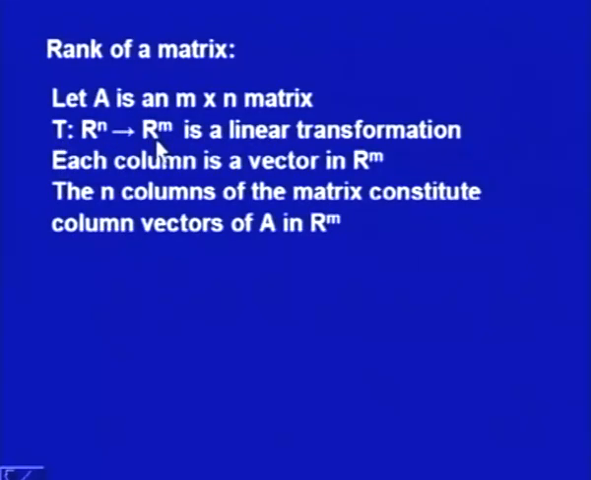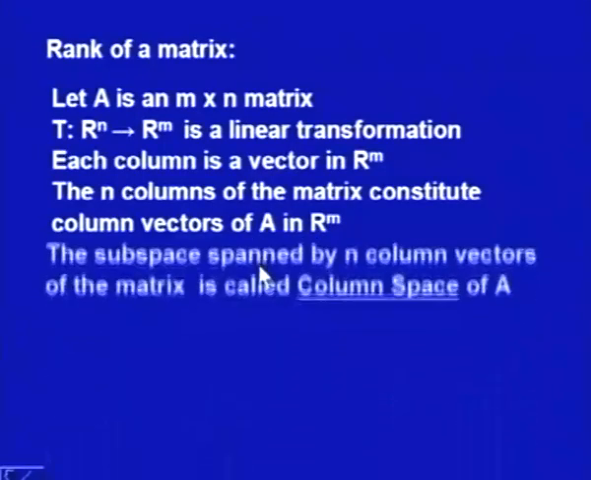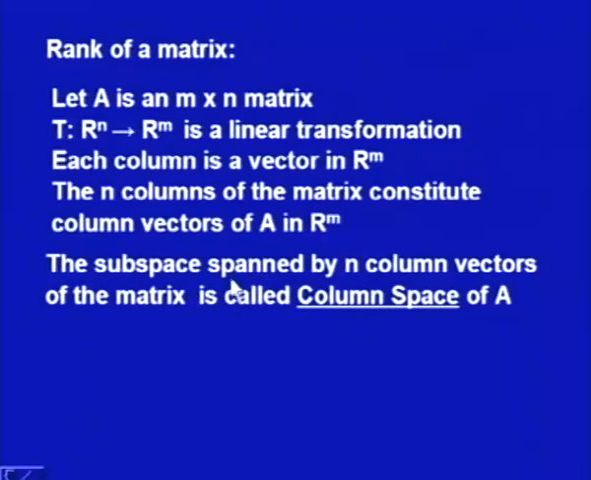If this is a linear transformation, each column in A is a vector in Rm. Because it is an m by n matrix, it has n columns, so the n columns of the matrix constitute column vectors of A in Rm. Then the subspace spanned by these n column vectors of the matrix is called the column space of A.